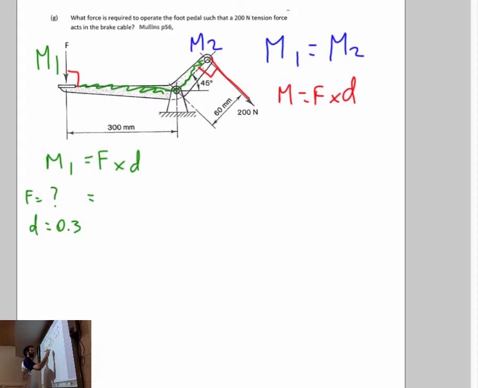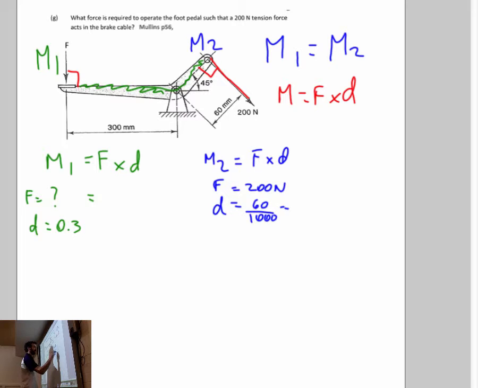I'm going to go into moment 2. Moment 2 equals force times distance. Force is equal to 200 newtons, so the units are correct. And the distance is 60 millimeters. 60 millimeters is how many meters? Should be 0.06 meters. It is perpendicular, so we can use that.